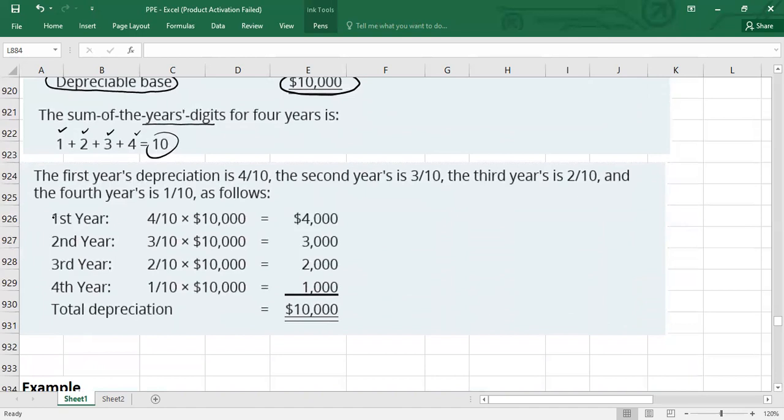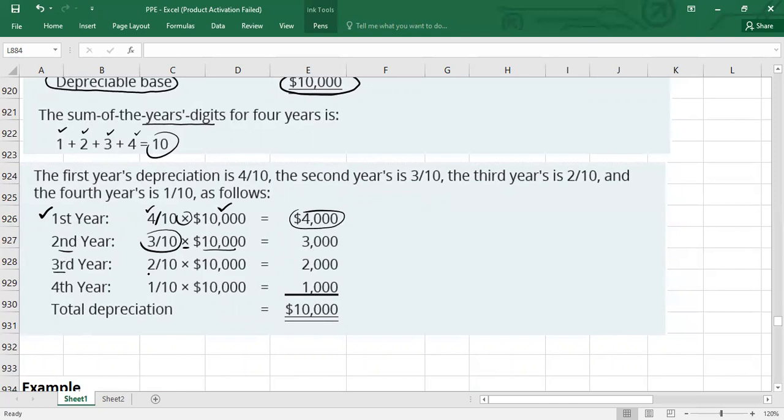This is how you will calculate the first year. You need the depreciable base, which is 10,000, multiplied by the remaining life, which is 4 years at the beginning of the first year, divided by 10. So you will get a depreciation of 4,000. In the second year, the remaining life is 3 years divided by 10 multiplied by the depreciable base. You will get 3,000 depreciation.